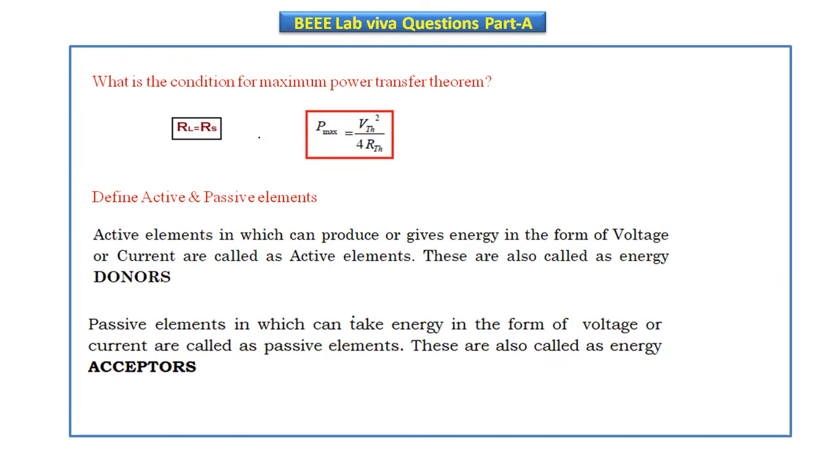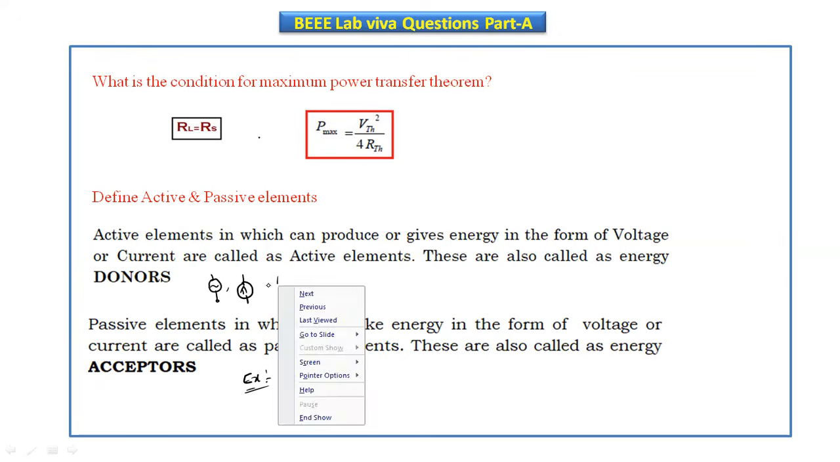Next, passive elements are those which can take the energy in the form of voltage or current. These are also called energy acceptors. The examples of the passive elements are resistor, inductor, and capacitor, which can take the energy. That's why they are called passive elements. Here the voltage source and the current source give the energy, and we can also take the battery.